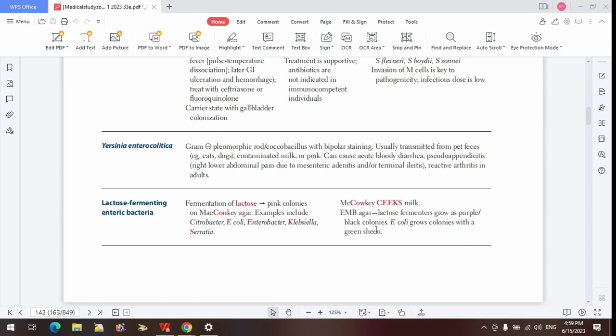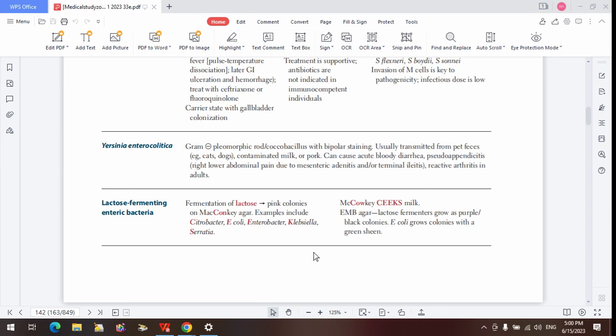Which other organism appears black in its agar? Cryptococcus? No, no, no. Haemophilus influenzae? In which medium? Chocolate agar? No, it's not Haemophilus. You see black colonies.